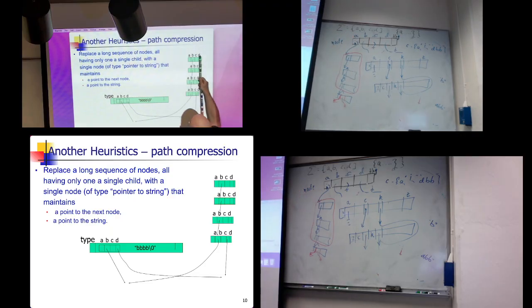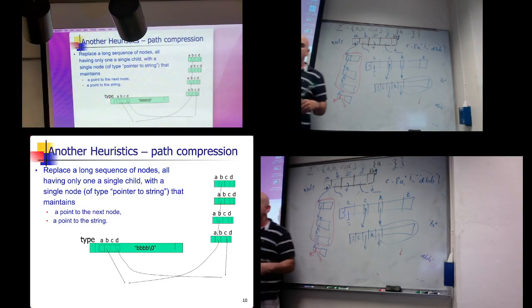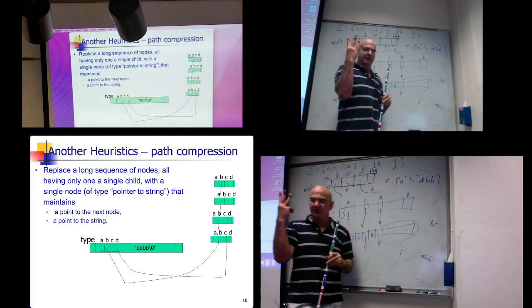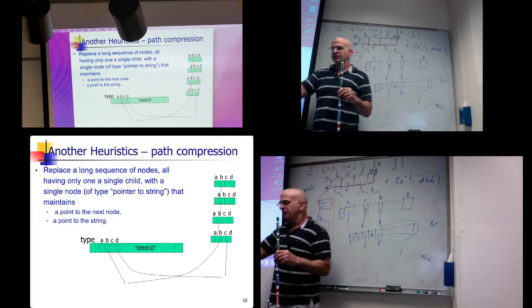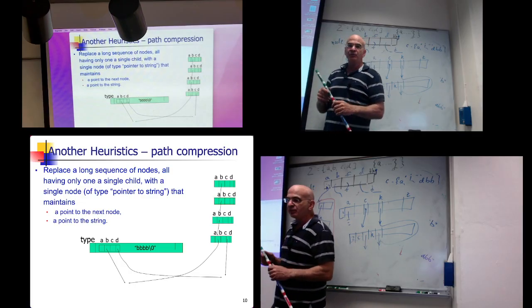So what am I doing with such a long path? I will use a new heuristic called path compression. What is path compression? I realize that there is such a path, a sequence of nodes, each one points to the next one, each one has only a single child, and I'll replace it with a new type of node. This is the cell types that we see. We had the traditional one, then we had the one that has only 3 nodes coming from it. This is the cell type of node.